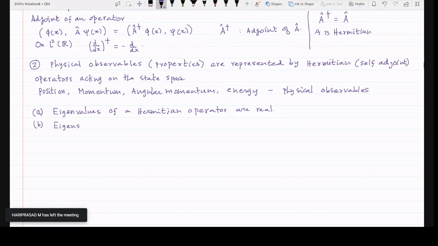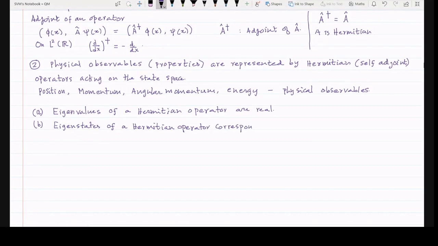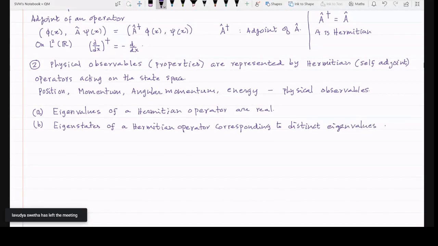eigenstates of a Hermitian operator corresponding to distinct eigenvalues are orthogonal.